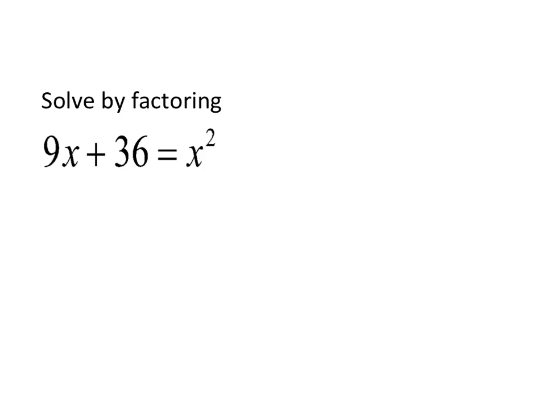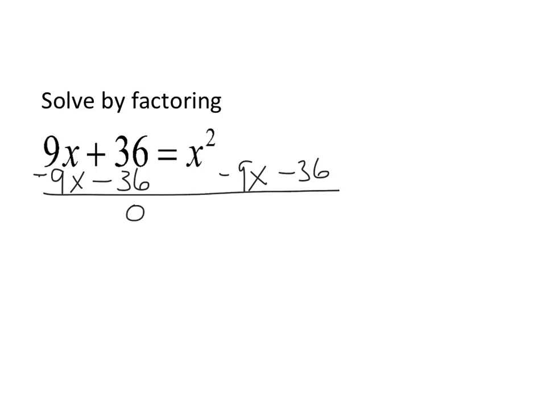In this example, note that x squared is on the right side and the 9x and 36 are on the left. Ideally, I would not want to deal with a negative x squared, so I'm going to move the rest of the left side to the right. When we do so, we have 0 equals x squared minus 9x minus 36.